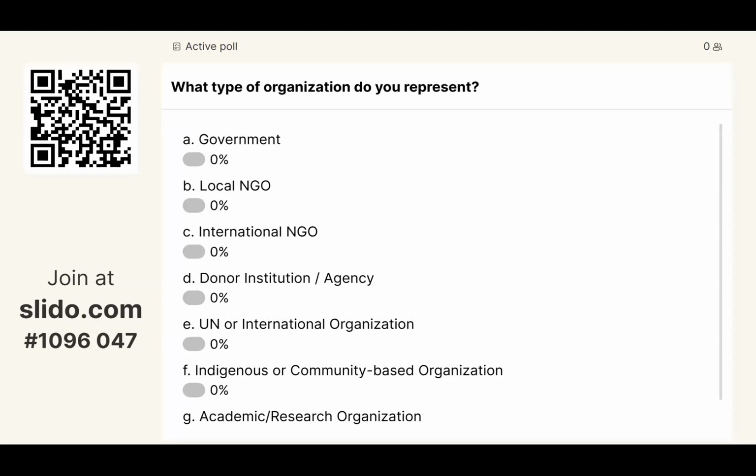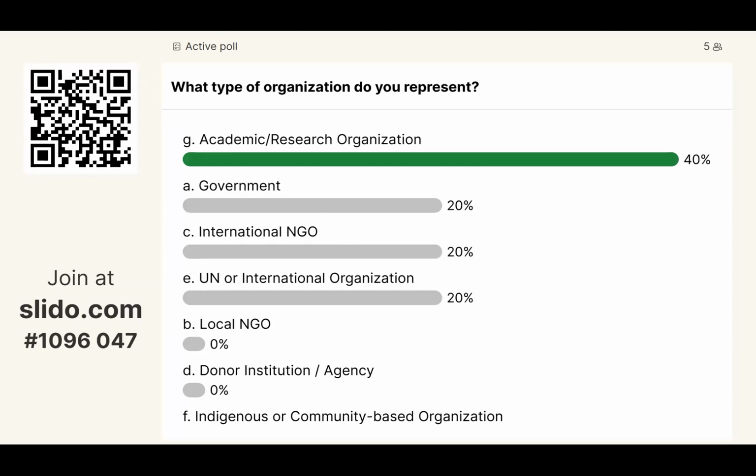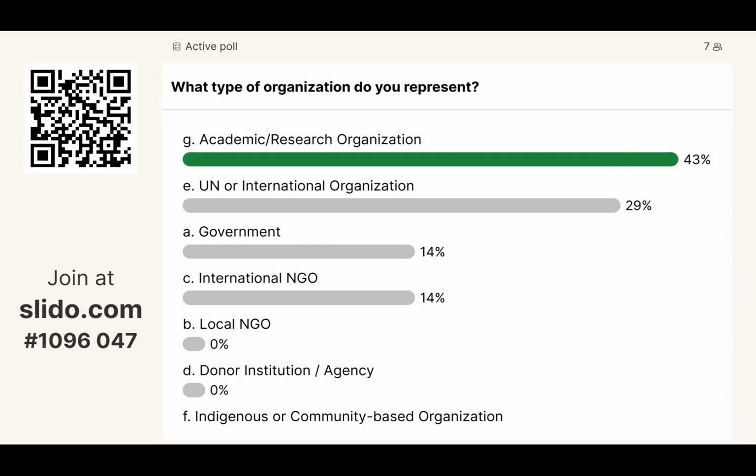Okay, if you haven't used Slido before, and I'm not an expert either, you can use that link over there on the left. And in theory, you should see that question in front of you. We're interested in what kind of organization you represent. Go ahead and give you a little bit of time to get logged in. This is for all of us to just get a sense of who else is on the call, who else is interested in this kind of material.